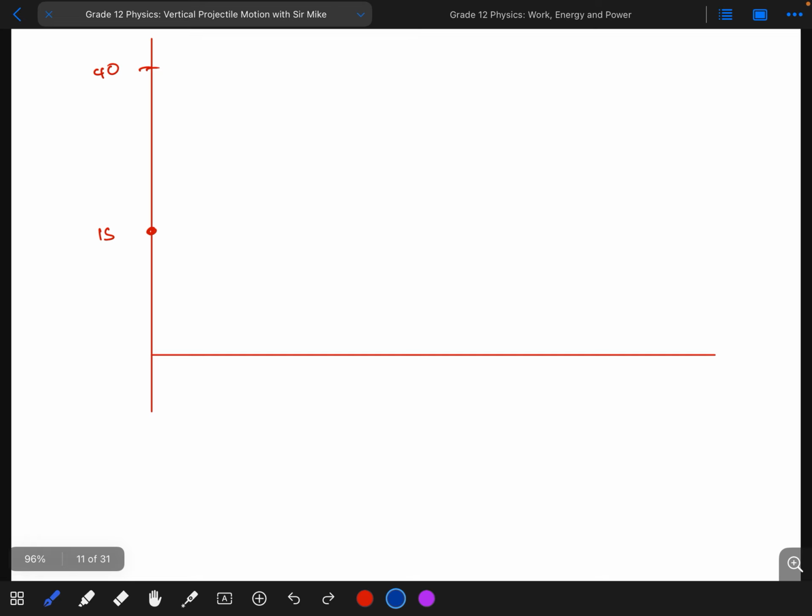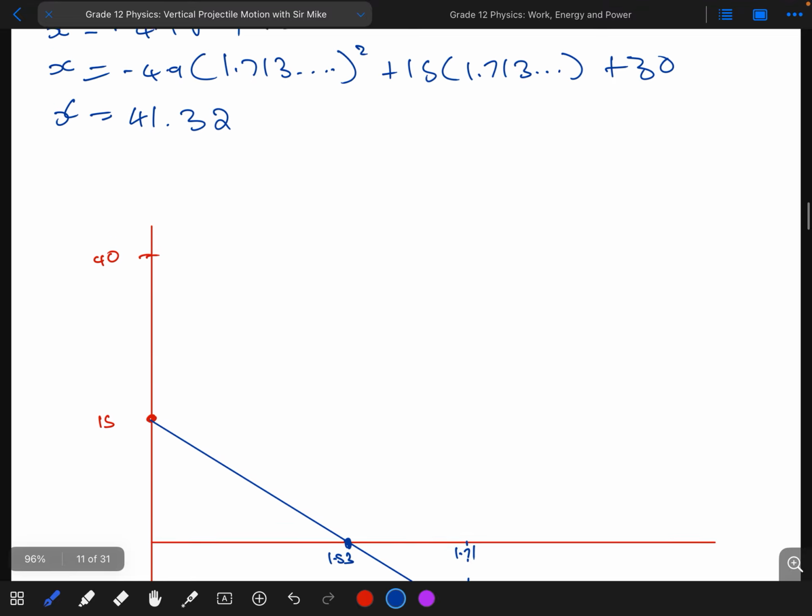So the graph for object C would simply start at that point, decrease, and reach its maximum height, and then keep going and end at a certain point there. That will simply be the time when it reached the maximum height, which was 1.53. And this will be when it passed, when it hits that object there, which is actually 1.71 if we round that off.